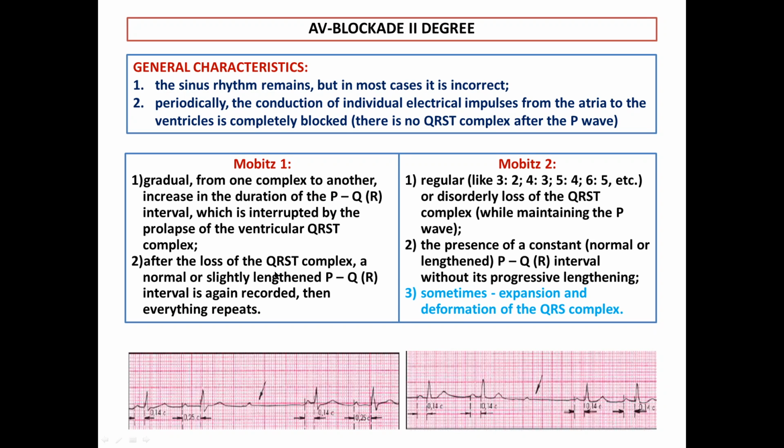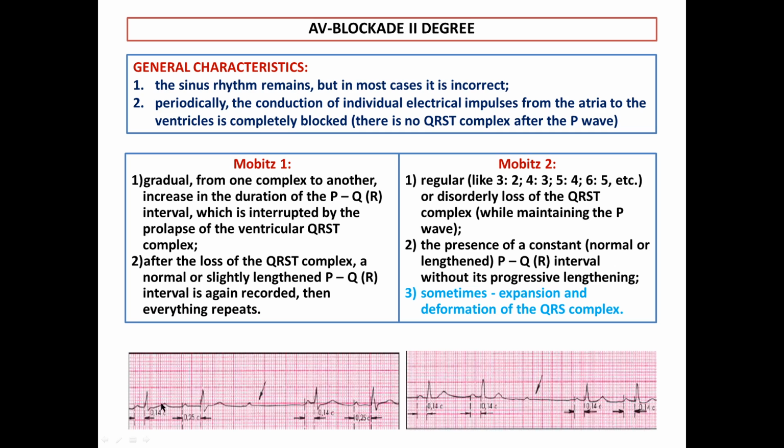General characteristics: the sinus rhythm remains, but in most cases it's incorrect, and periodically the conduction of individual electrical impulses from the atria to the ventricles is completely blocked. There is no QRST complex after the P wave. And AV blockages we have two types, Mobitz 1 and Mobitz 2.